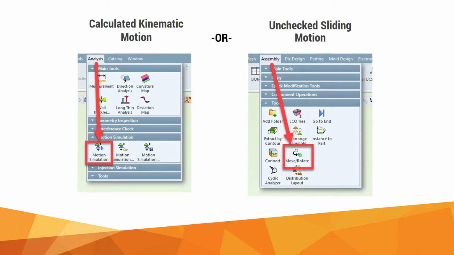If instead you only wanted a quick way to show some objects moving, you'd be better off using the assembly function move-rotate. Move-rotate has no calculation at all. It just allows you to drag parts in their free directions. This means, however, that it does not recognize steel-to-steel contact, so it should only be used for simple visual tests.